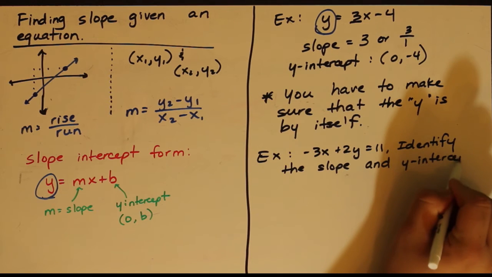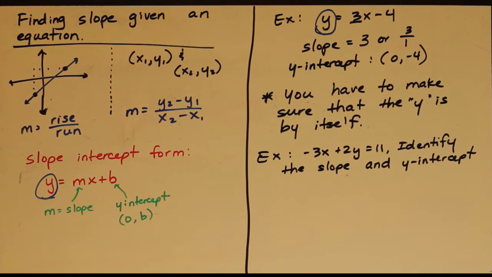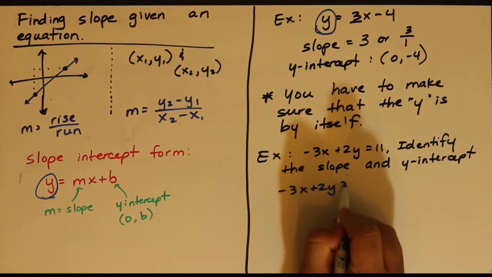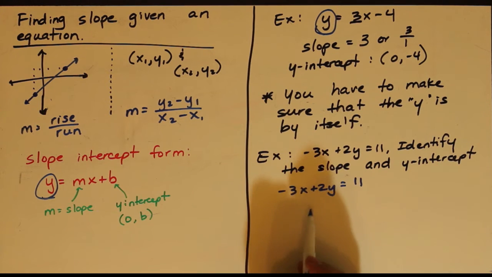All right. So again, all you got to do is, I'm just going to rewrite my equation. So negative 3x plus 2y is equal to 11. And now I just got to move everything over to one side and make sure that the y is by itself. So I have this negative 3x that's in the way. So what I can do is, when I move that to the other side, I have to add 3x to both sides. Right?